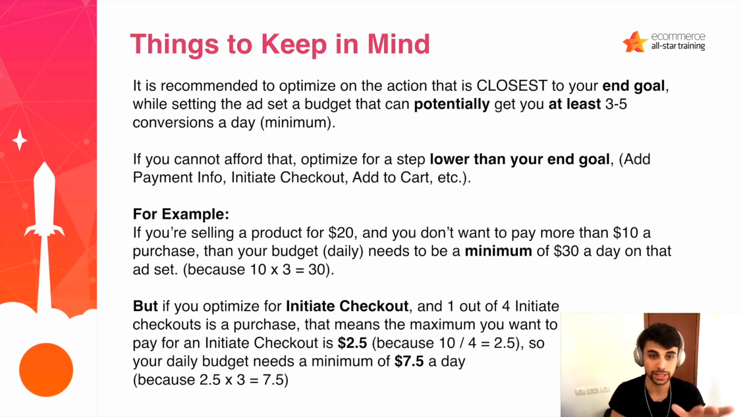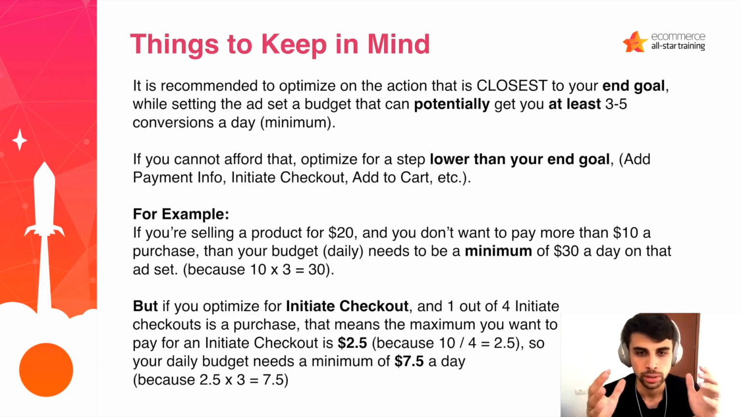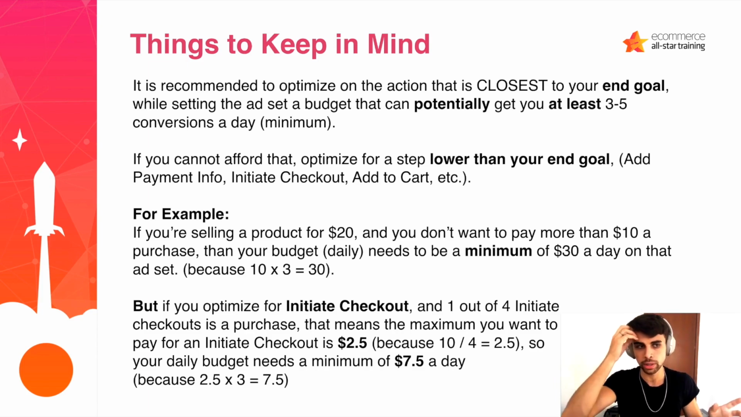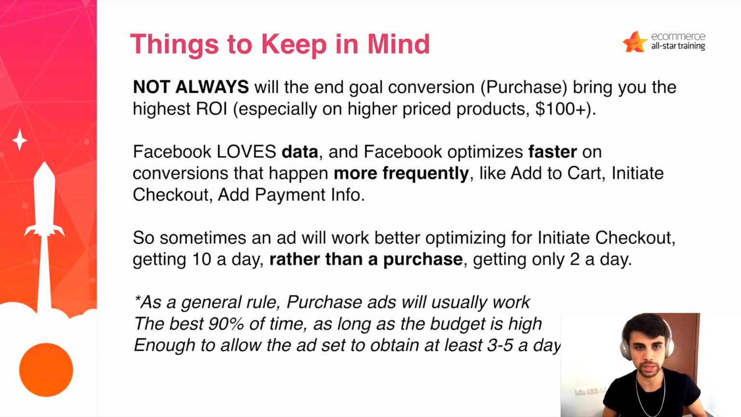Again, if this is not as clear as you want it to be, a general rule is to take your product that you want to sell and ask how much you can afford to pay for a purchase maximum. So if it's $10 or $15, if that's the maximum you're willing to pay for a purchase, then just multiply that by 3 and put that as a daily budget. Don't think of initiate checkouts or add payment info or everything I talked about. Just do that simple rule. We're going to talk a little bit more about this later on, so it might be clearer. But with that being said, let's move on.